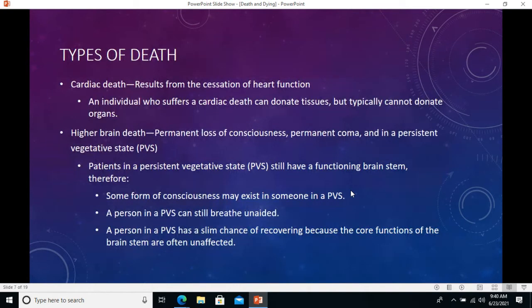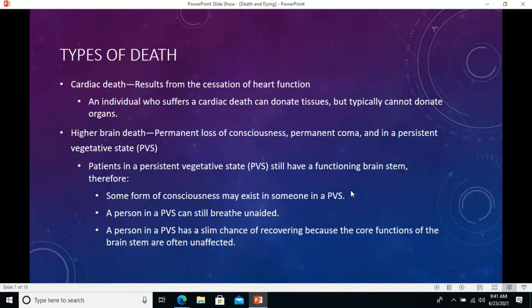So types of death. So we have a cardiac death, which results from the cessation of heart function. An individual who suffers a cardiac death can donate tissues, but typically cannot donate organs. So sometimes, let's say you have a heart attack, right? So the blood and oxygen is not transferred to organs in the body. And when that happens, you cannot take the organs that haven't been receiving blood and oxygen and give them to other patients. But you can do the corneas, you can do tissue, you can do bone.